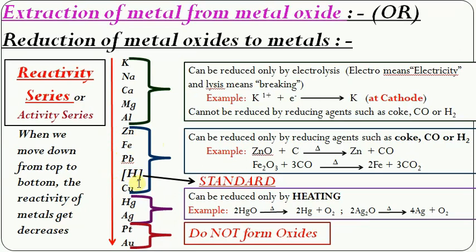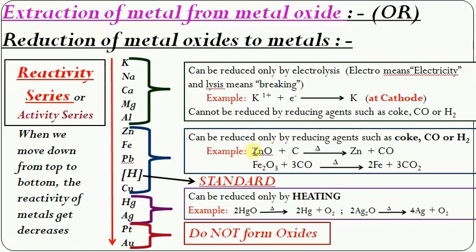It's somewhat less reactive than the top of the series, so it can be reduced only by reducing agents such as coke, carbon monoxide, hydrogen, like that. For example, zinc oxide. We know that zinc sulfide we call galena. The galena ore is concentrated by the froth flotation method, and then to convert the zinc sulfide into zinc oxide we do roasting. After roasting, zinc sulfide is converted into zinc oxide.